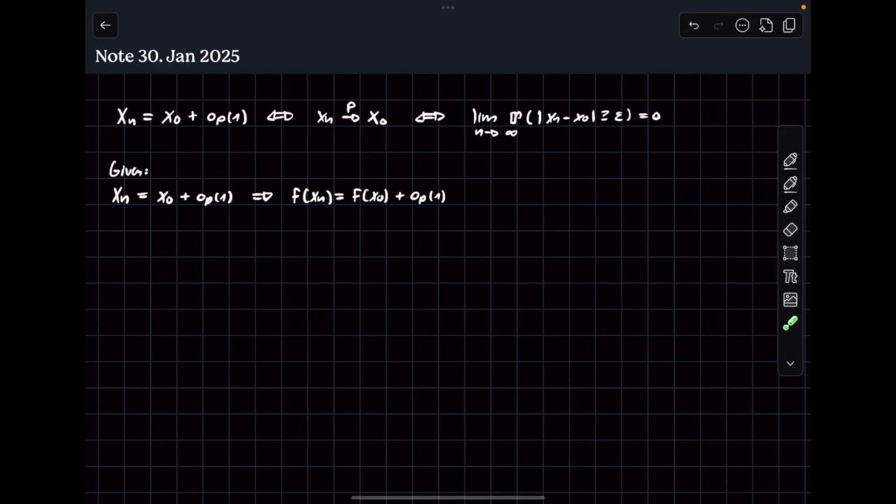Okay, so right now we're going to be working with convergence in probability. The first thing we want to know is that this is equivalent to this. So X_n being equal to X_0 plus o_P(1) is equivalent to saying that X_n converges in probability to X_0. And that also means that, this is the formal definition of it, the limit of the probability that the absolute value of X_n minus X_0 is greater than or equal to epsilon, epsilon being a really small value.